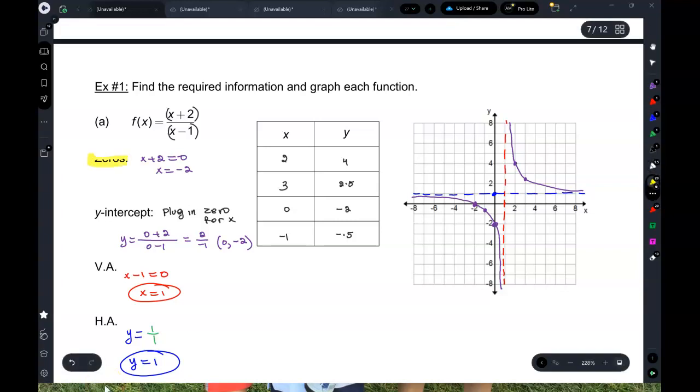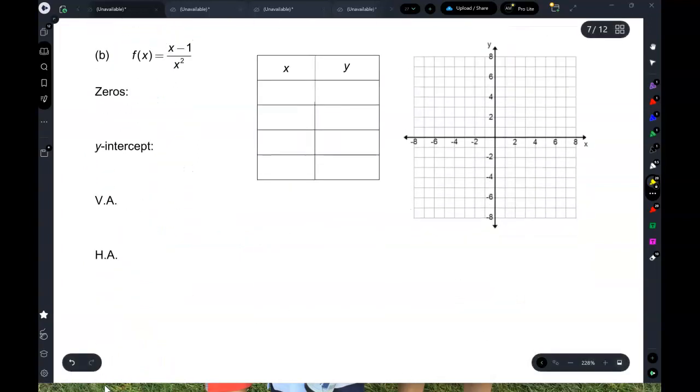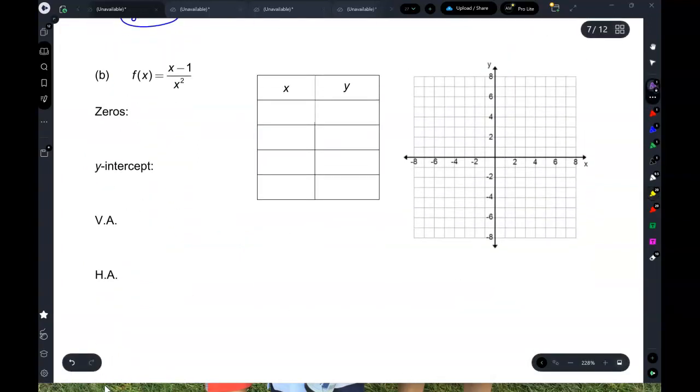All right, we found zeros. We found y-intercept, vertical asymptote, horizontal asymptote. We did all that first, then I put it in the graph. Okay? All right, let's do another one. Okay, put your calculators down.